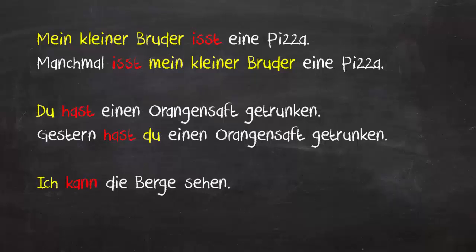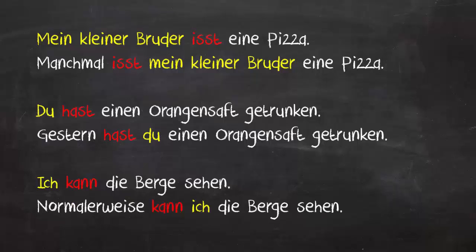The same rule is also applied to modal verbs, such as können, which means can or to be able to do something. Ich kann die Berge sehen. I can see the mountains. Normalerweise kann ich die Berge sehen. Usually I can see the mountains. Here the change in the word order is triggered because the sentence starts with usually and not with the subject.